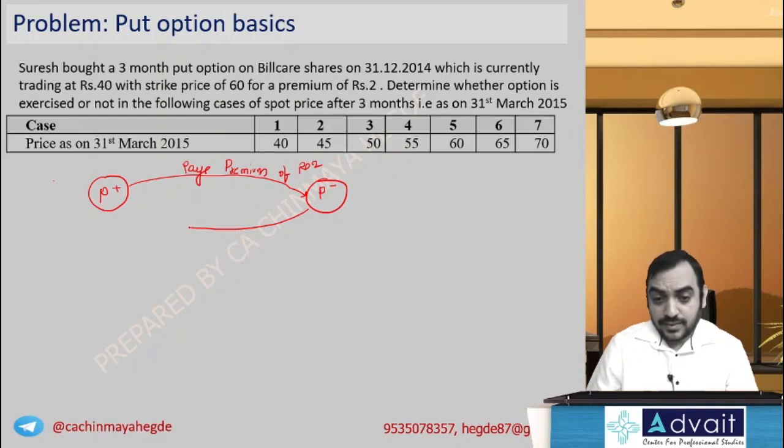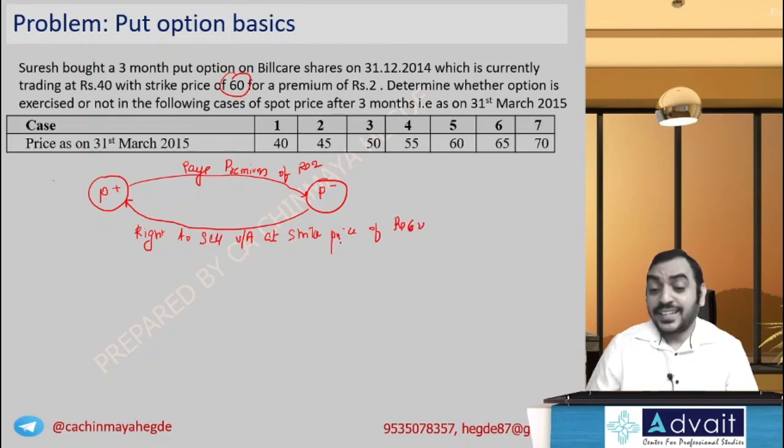And what he gets is the right. Now, can you tell me what right he gets specifically? Right of what in this problem? Right to sell, correct. Right to sell what? In this case, the underlying asset is the Billcare share. Right to sell the underlying asset at what price? At the strike price of 60 rupees.